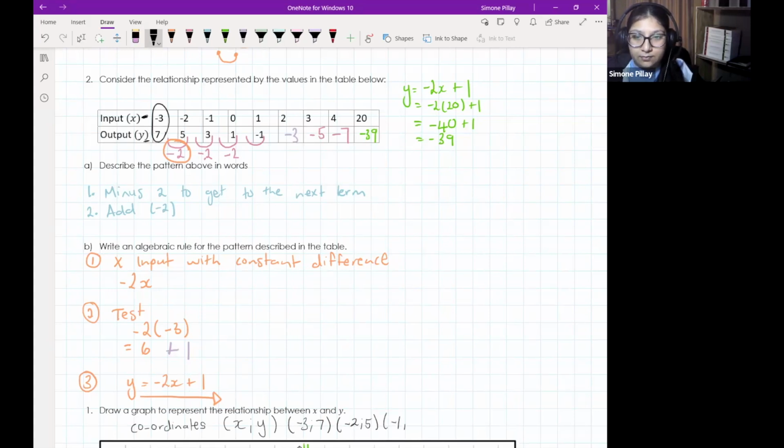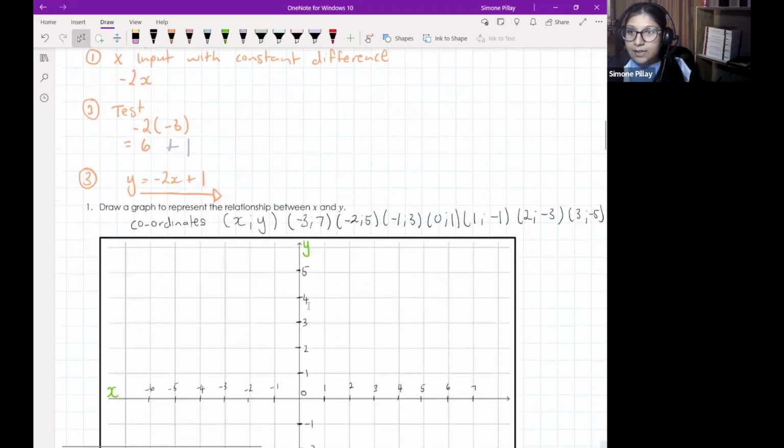-1 and 3. 0, 1, 1, -1, 2, -3, 3, -5, 4, and I think that is -7. Enough for us. 3 and -5. So we're going to stop there because I don't have space.